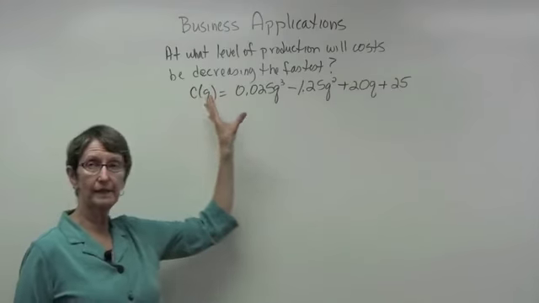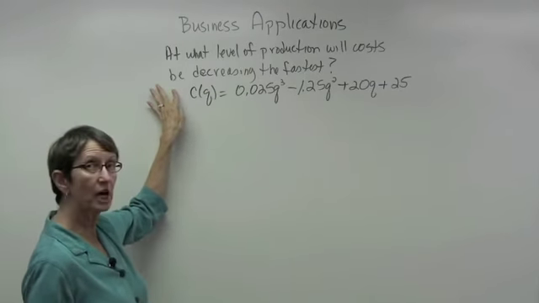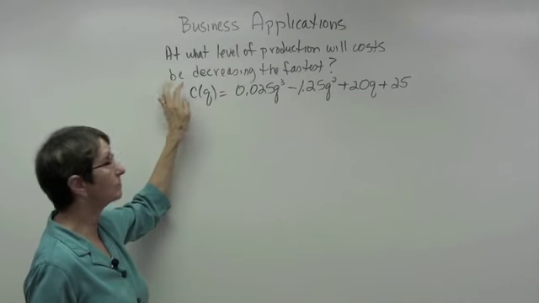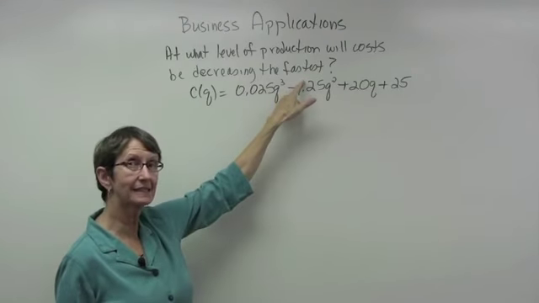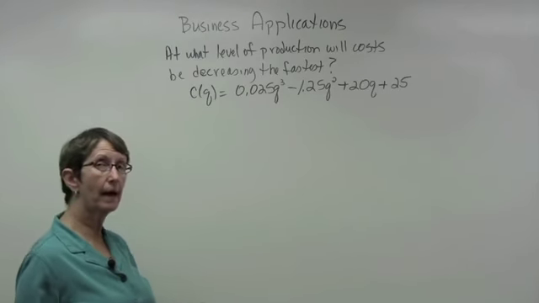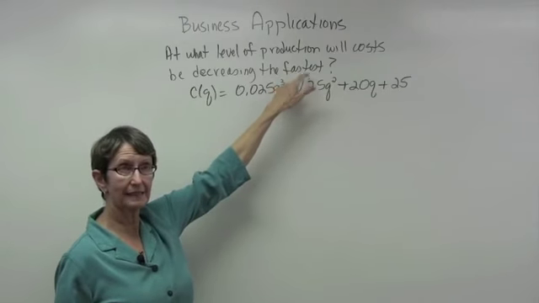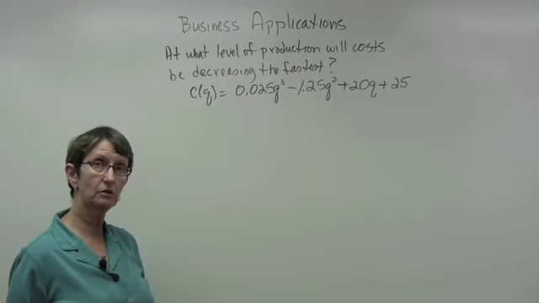For this business application, the problem asks us at what level of production will costs be decreasing the fastest. So this is not an optimization problem. It's not about max and min. It's about decreasing the fastest. So it's about rates of change.